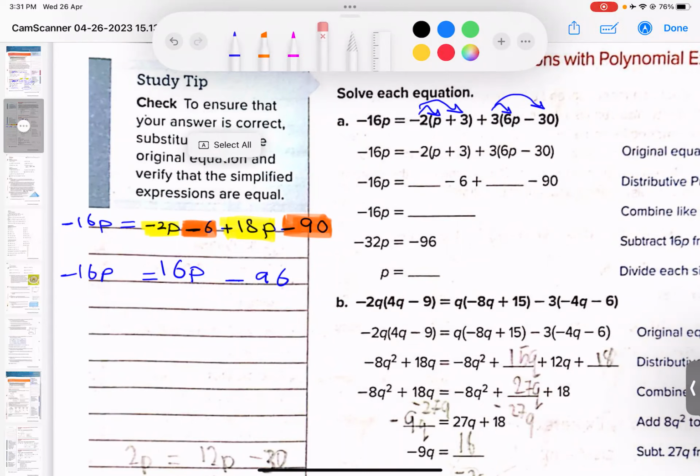Let me try to combine them together, but you have to remember, whenever you want to move something from one side to another, you have to use the opposite of the sign. So if you want to move this part to the other side, it's going to be positive, right?